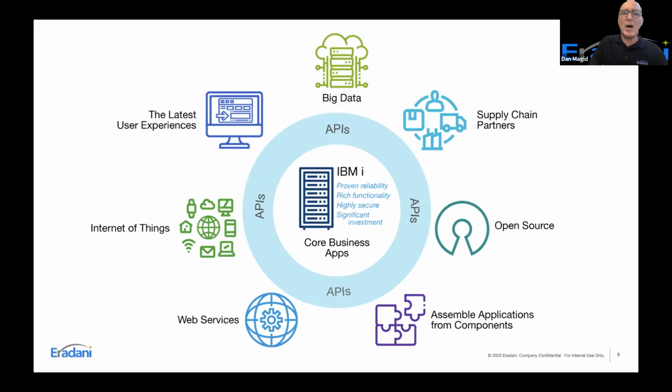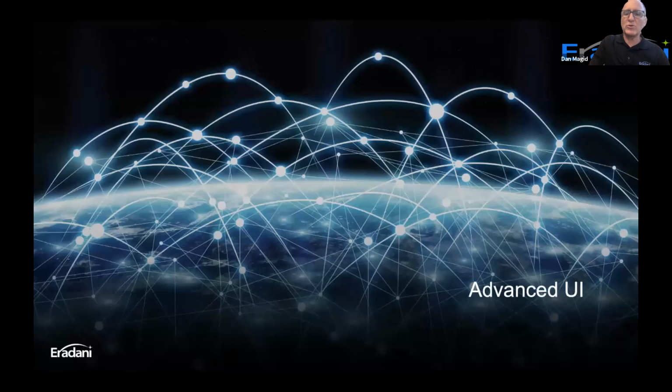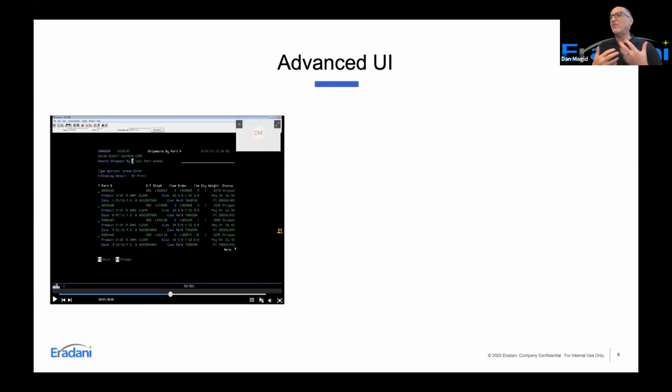So let me go through a couple of those examples in the real world. So this is an advanced UI example where we had a customer that had a green screen application for tracking shipments, and their customer said, we'd really like to have a graphical user interface to that. We want our warehouse managers to be able to go down into the warehouse and know exactly when the truck is going to arrive, so they can make sure all the right people are at the loading dock at the right time, and they want to be able to do that from a tablet device or a desktop.